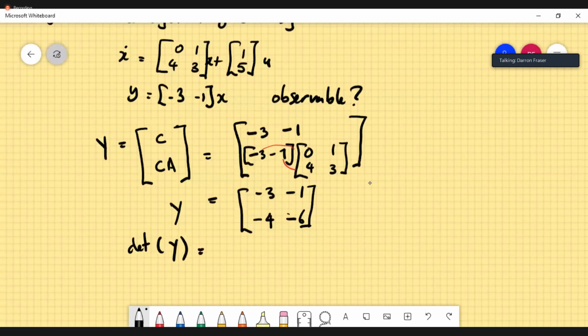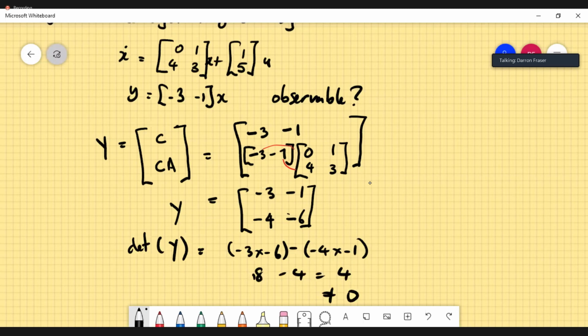The determinant for y is going to be equal to -3 times -6 minus -4 times -1. We know that that is 18 minus 4, equal to 14, not equal to 0. So the system is observable. Means that we can know all the states at all times. We can stick in a meter, do some calculation, and find the value for each of the states at given times.